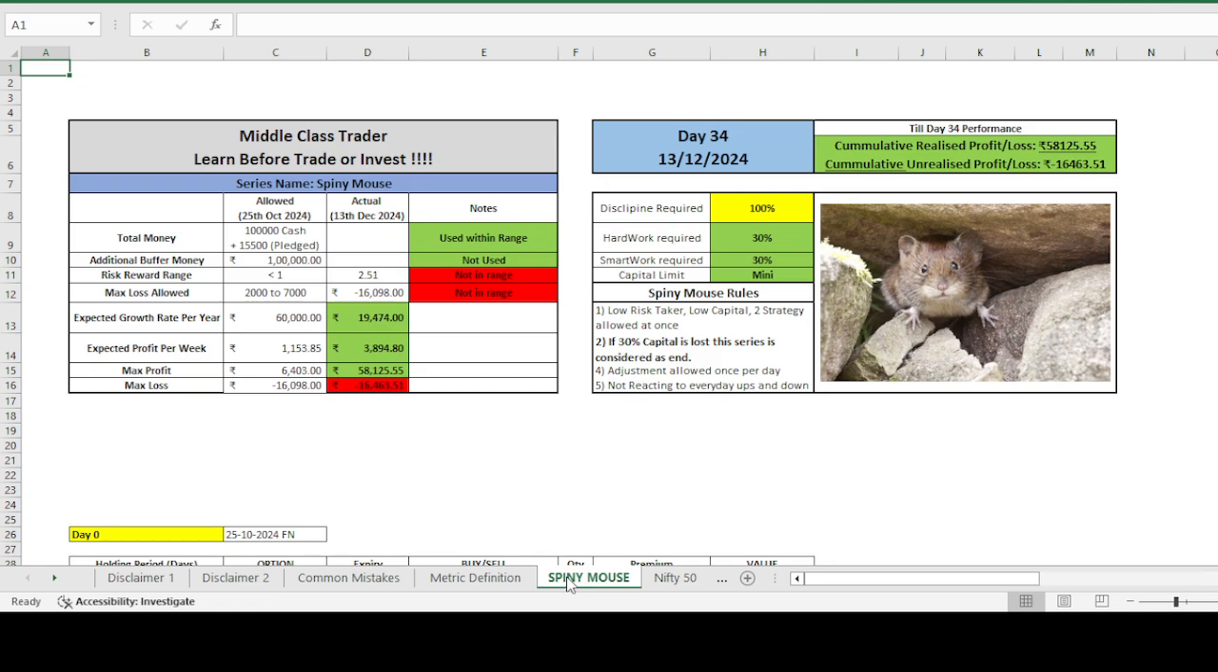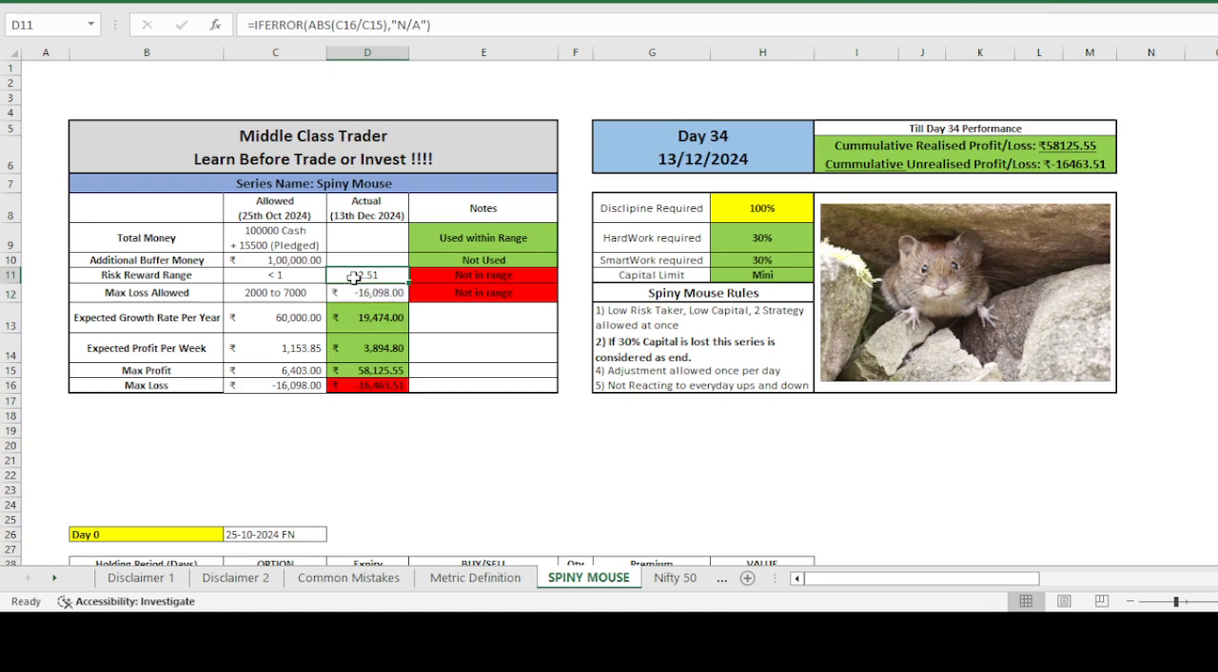And these are all the metrics. And this is the setup which we are following. Capital which we are following is 1 lakh rupees, and we haven't used the additional buffer money. Earlier 2 days we used it, but we stopped using that in the last 2 days. And risk reward will look larger because it is not the full one.